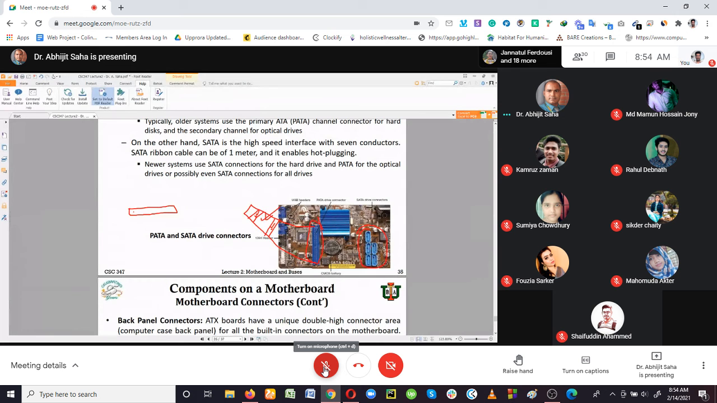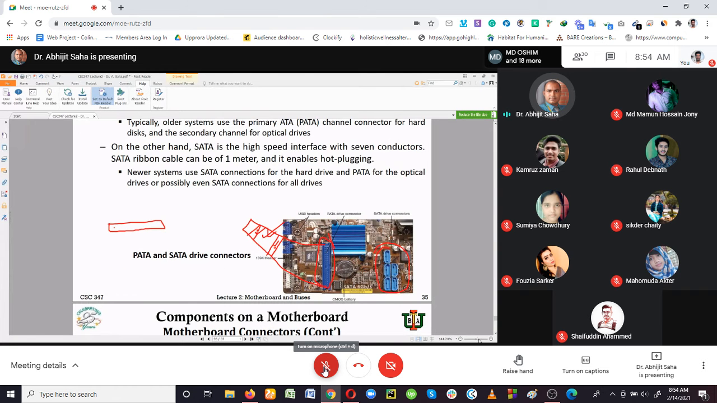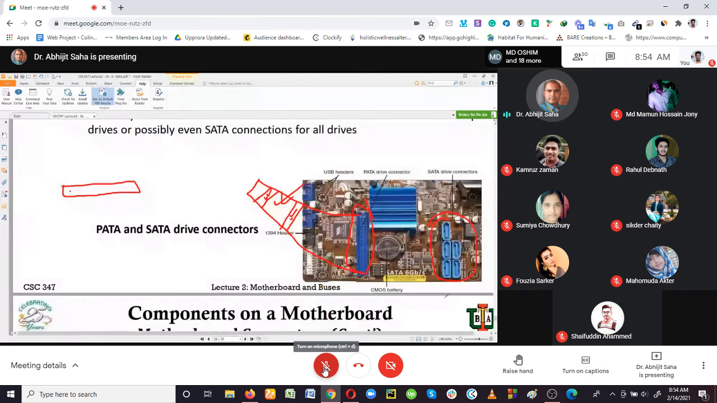But with the SATA drive connectors that we are seeing here, you can understand that we are having the connectors in an L shape, right? You can easily find it with that. If you look at the shape of it on the motherboard, you'll see that the connector is actually L shaped. Inside, you can see that there are different L shapes.